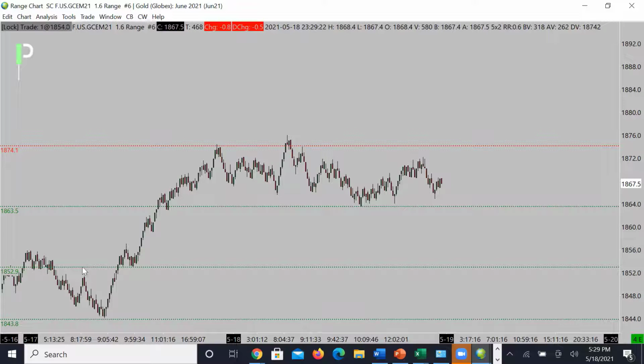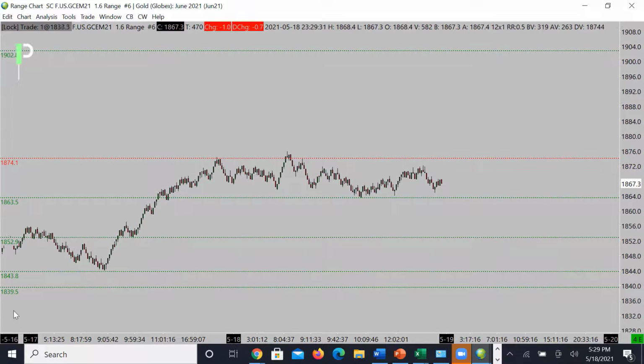Really, underneath these 52.9s, you got 43.8 as some support, underneath that, and then 1839.5 as another level of support. So we'll see how we do within this range, if we break out or if we actually play between these two areas. But again, we know exactly where we want to be. Exhaustive areas 63.5, and then 1874.1 as the resistance area.